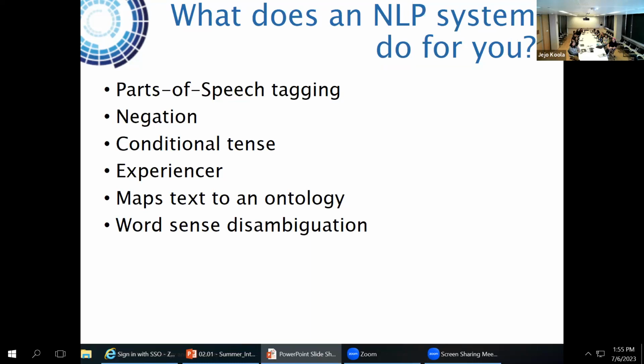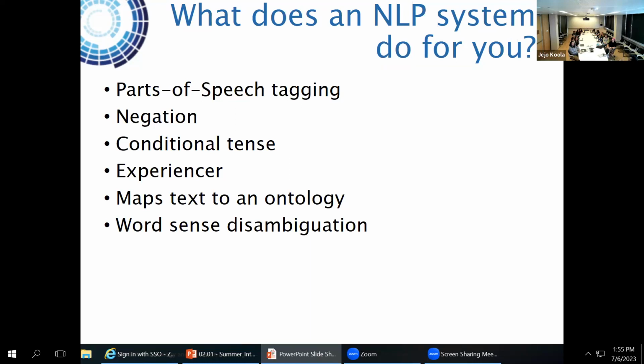The NLP system will map text to an ontology. An ontology is, again, a hierarchical information system, like I said, the ICD system for diagnoses. So the natural language processing system takes text and maps it to an ontology. And then finally, it'll try to do something called word sense disambiguation. This is a fancy way of saying the same word can mean different things. Of course, we know that in the English language there are plenty of words that are spelled the exact same way. There are lots of puns about these kinds of words. They can mean very different things.